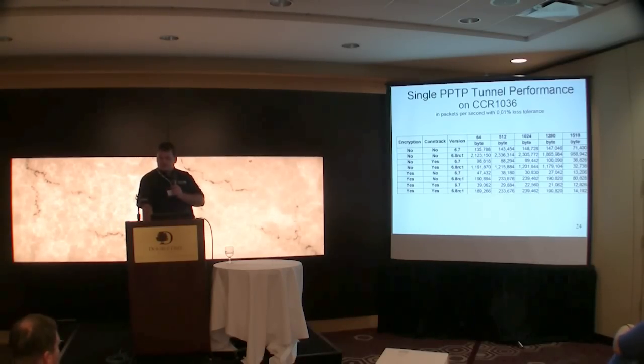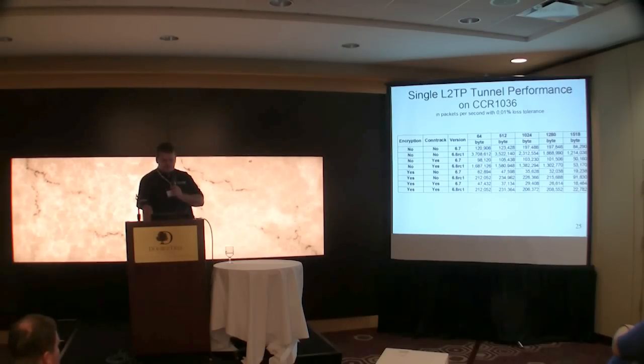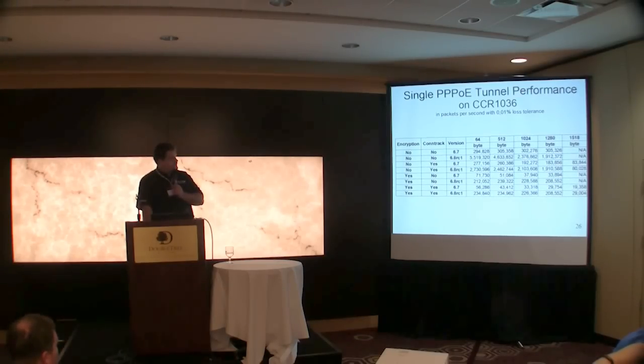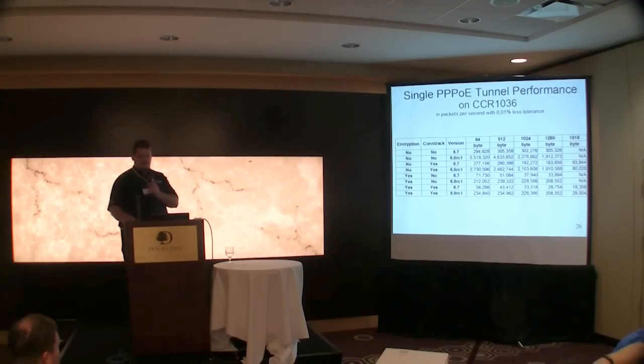Okay, this looks good. What about L2TP? Well, it looks even better. So, also with everything enabled, it's roughly 5 times, maybe 6. But if you disable some of the features, you can see up to 30 times faster single tunnel performance. And if you think that this is good, check out this. So PPPoE. So up to 5.5 millions on CCR 1036.